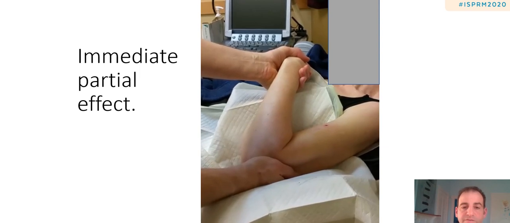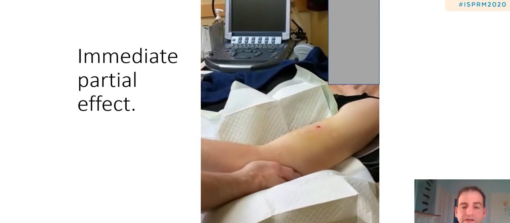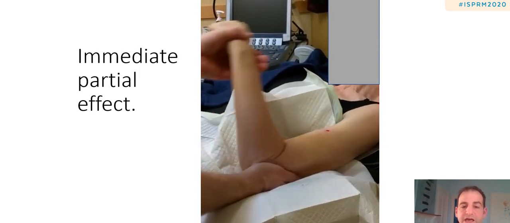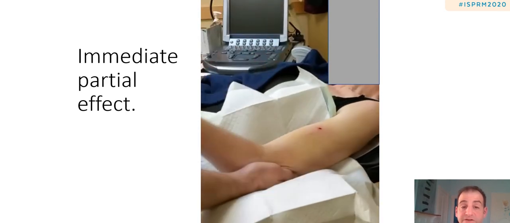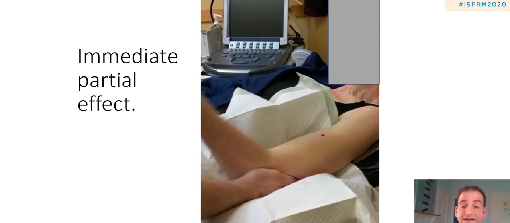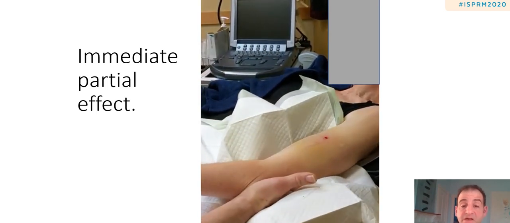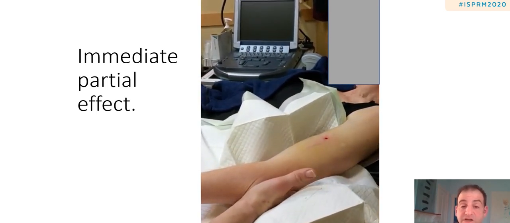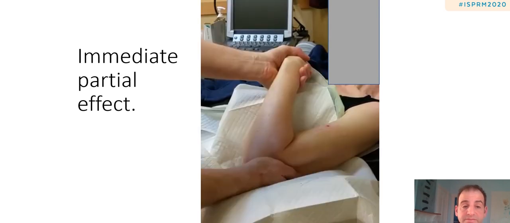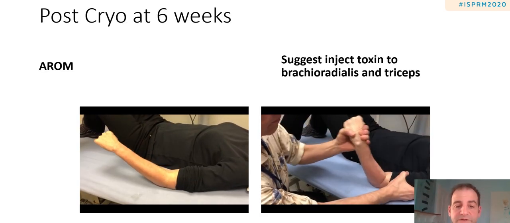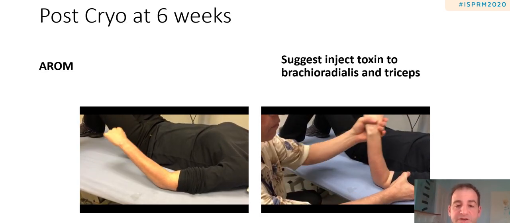Dr. Winston performs his cryo in the office, and you have an immediate partial effect because you immediately get disruption of the axon. It has not broken down, so it's not at its peak, but within minutes you have a result, if not seconds. 6 weeks after cryo, you can see how much better her arm is.